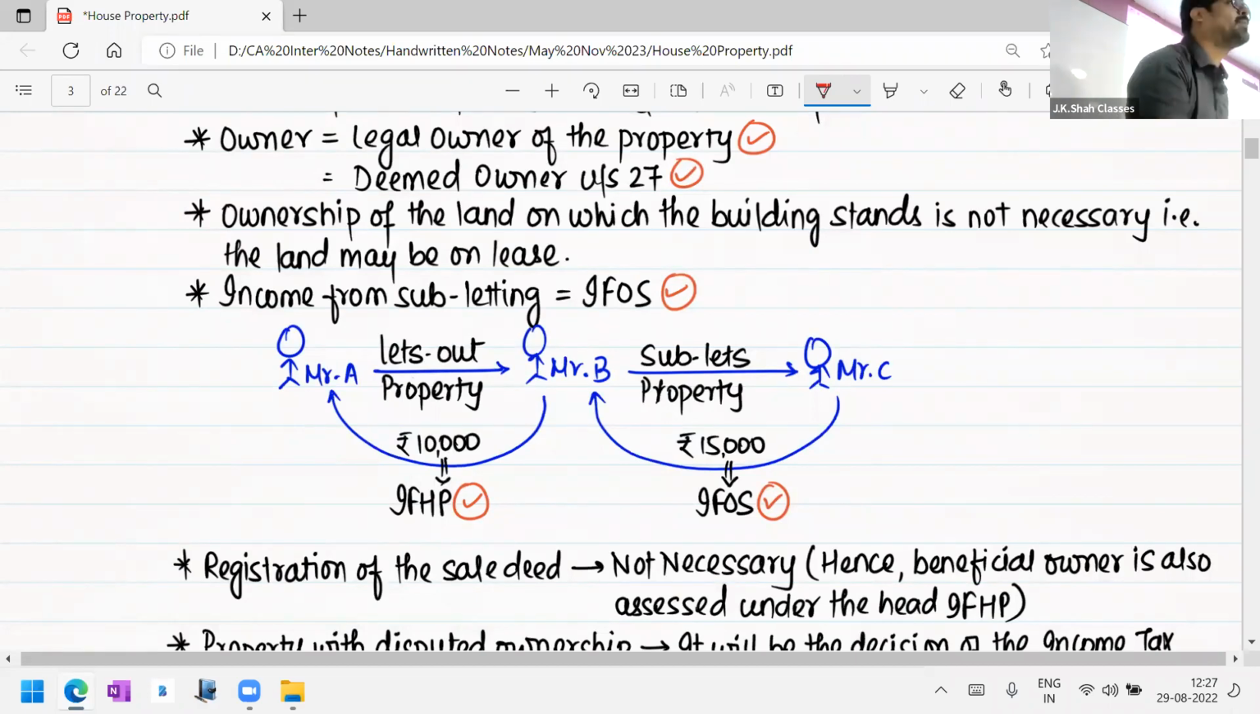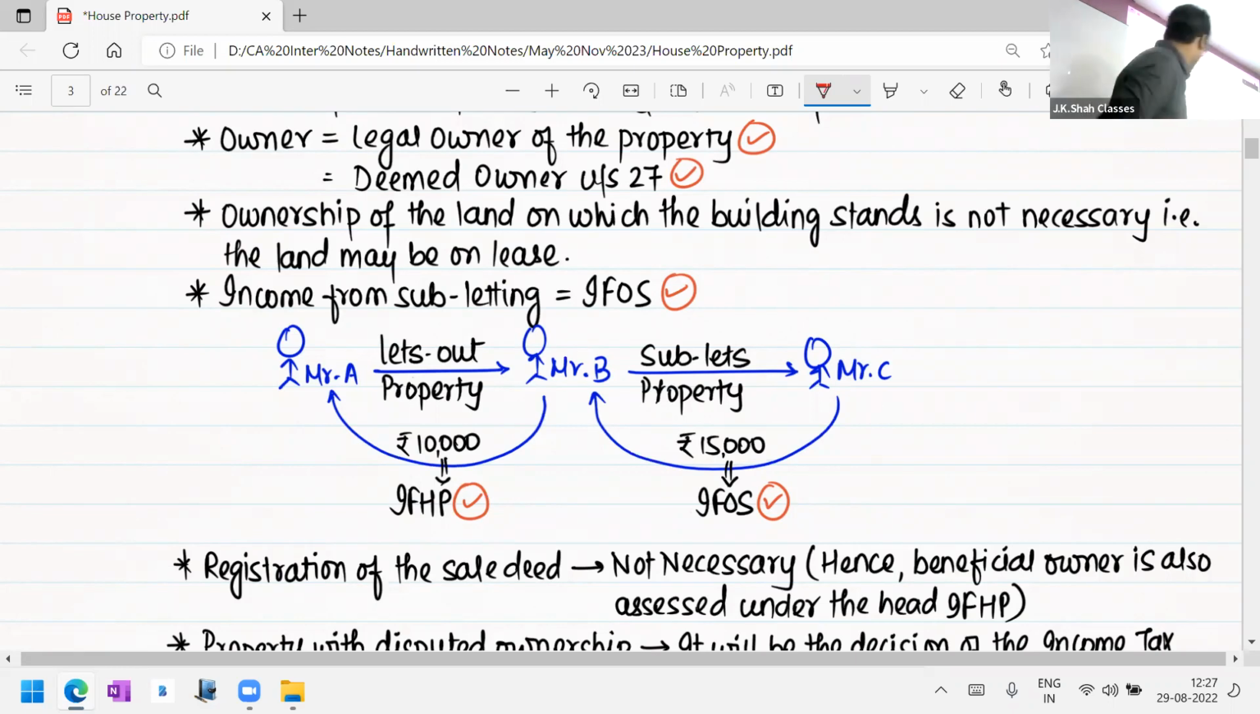On subletting the property, it is his income from other sources or PGBP, as the case may be. If he is in the business of subletting properties, then this rental income is PGBP. And if he is not in the business of subletting properties, then the rental income he is getting is his income from other sources.